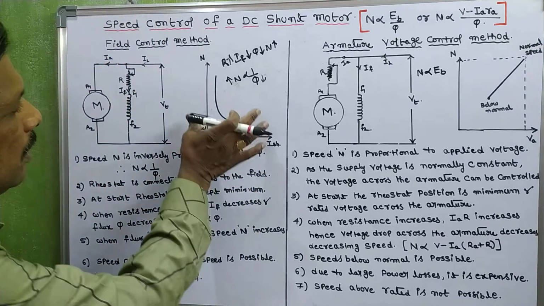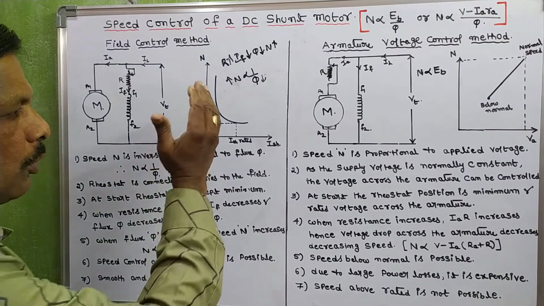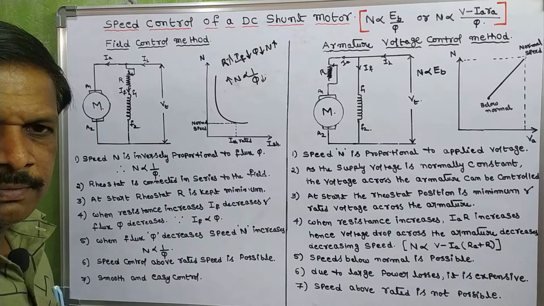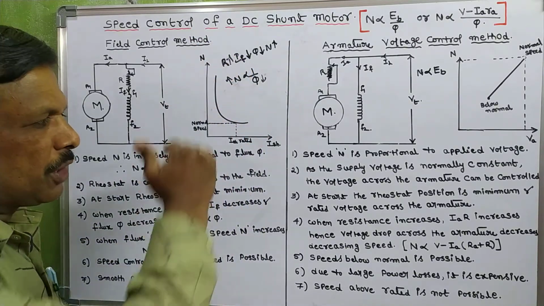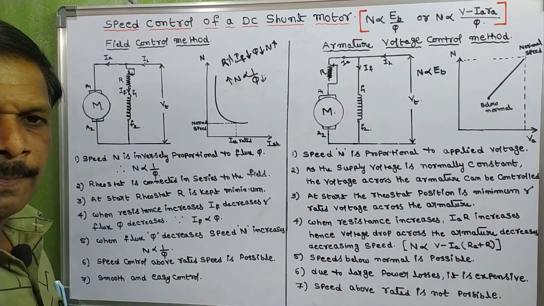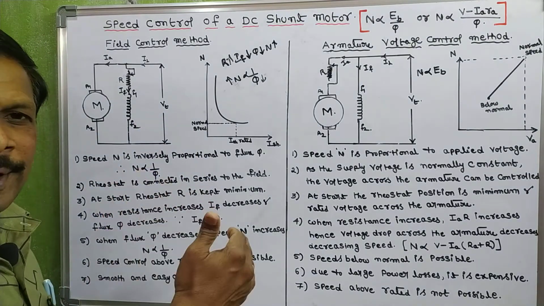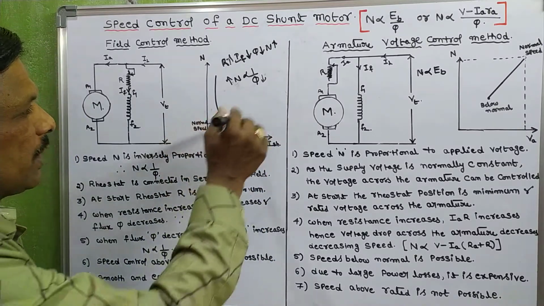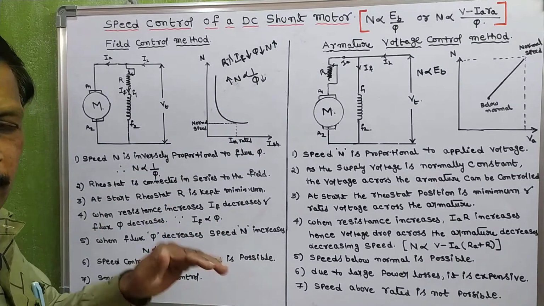Coming to the graph of field control method. In this method, when resistance increases, shunt field current decreases. When shunt field current decreases, the flux decreases. When flux decreases, automatically the speed will increase. So you can see how the speed increases when we decrease the flux.